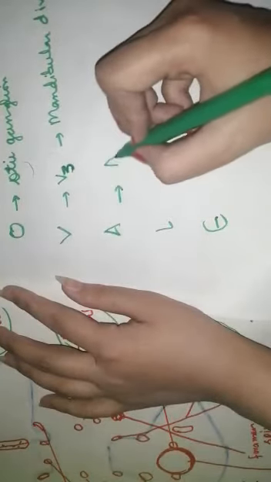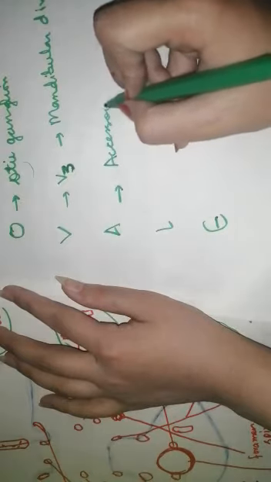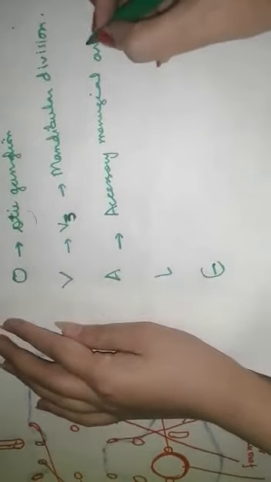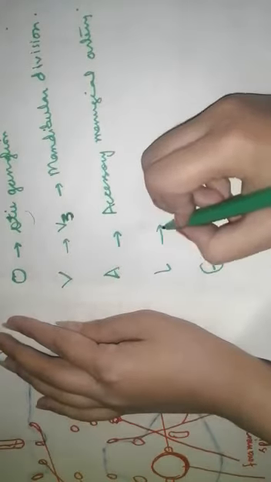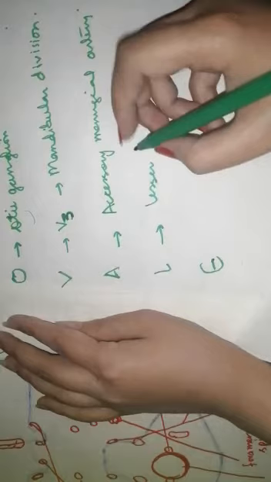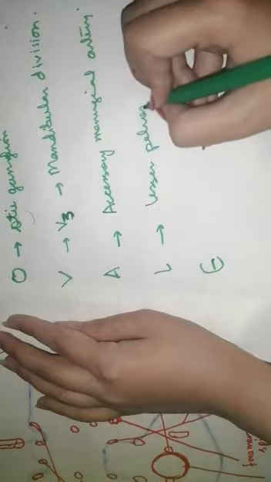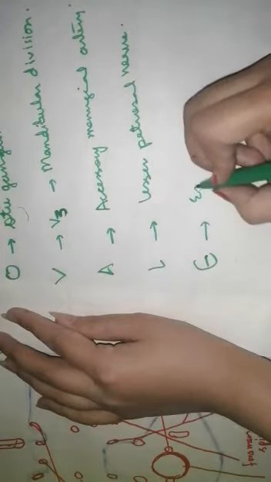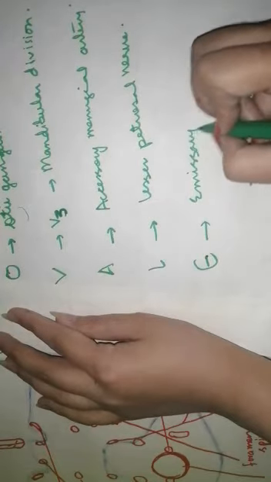From A there is accessory meningeal artery. From L there is lesser petrosal nerve. From E comes the emissary vein. In this way, it would be easier to learn the structures passing through the foramen ovale.